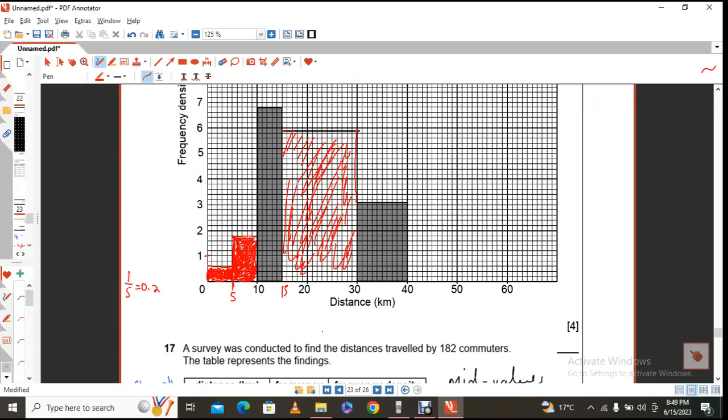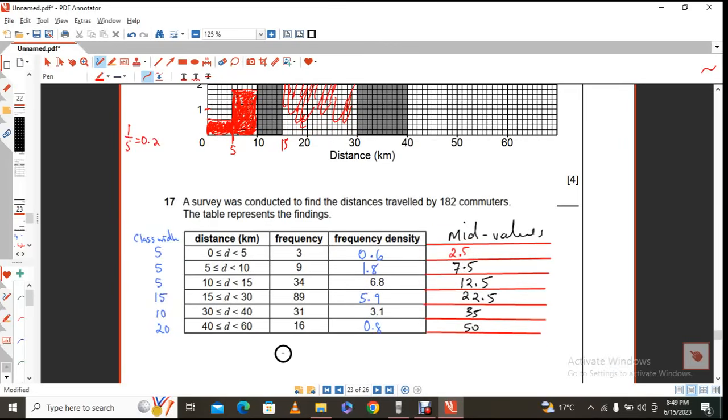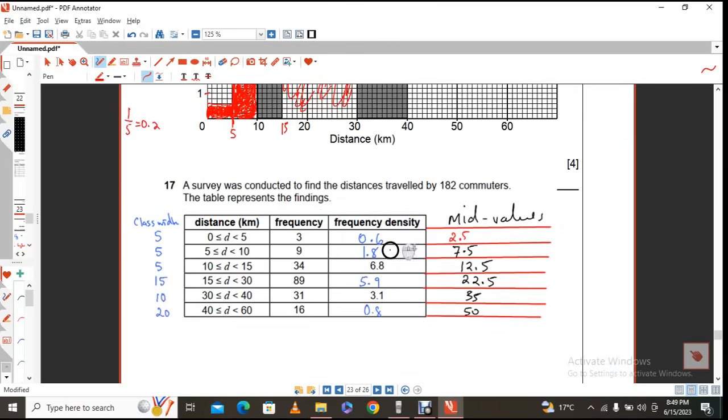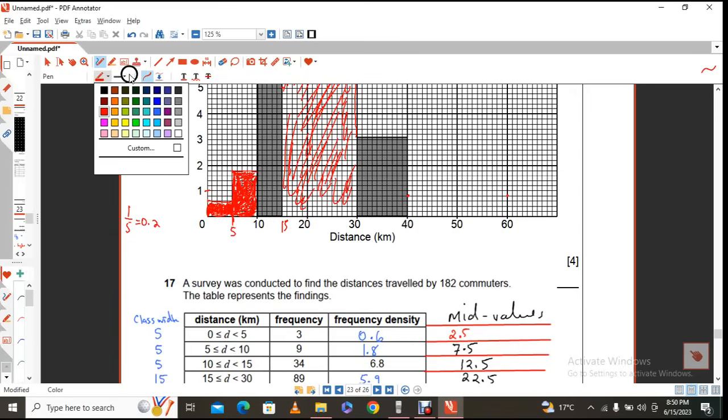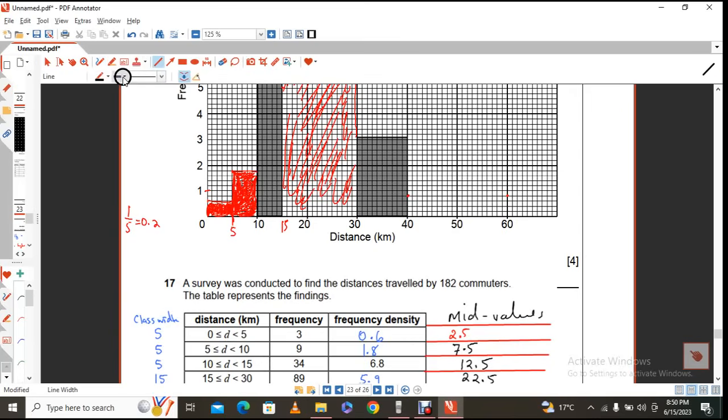And then the one from 30 to 40 has been shaded already. It's 3.1, as you can see. We now have to do 40 to 60, which is 0.8. To find 0.8: 2, 4, 6, 8, 0.2, 0.4, 0.6, 0.8 is all the way over there. So let's bring in our line. I'm going to change the color of this line. So it has to be this one here, all the way up to there.